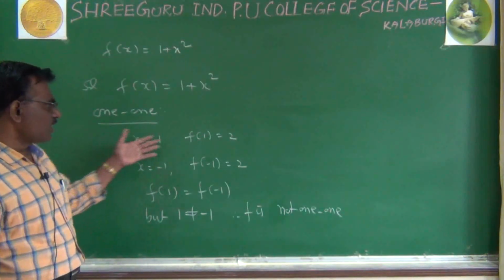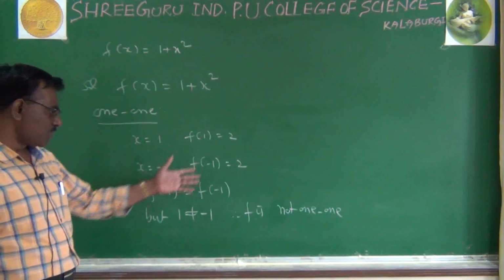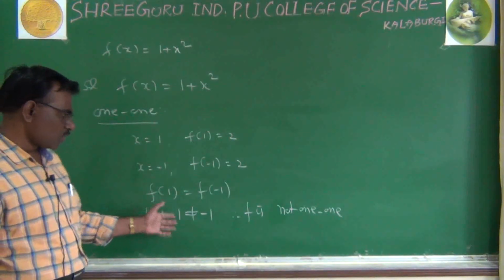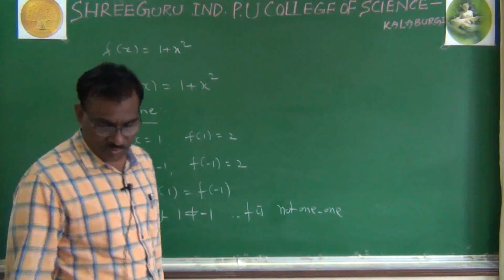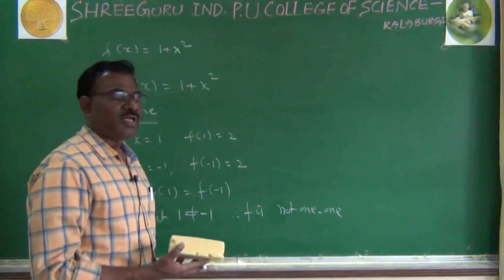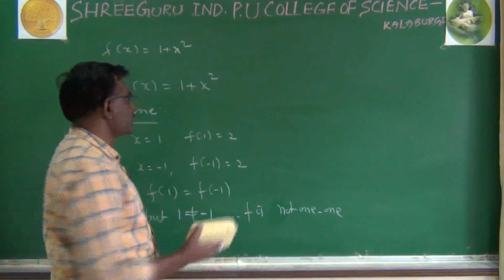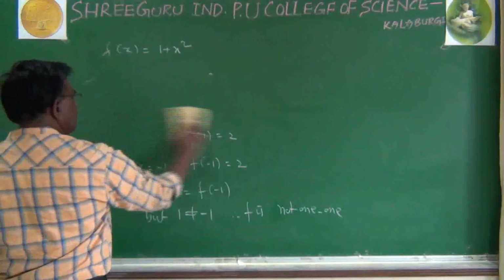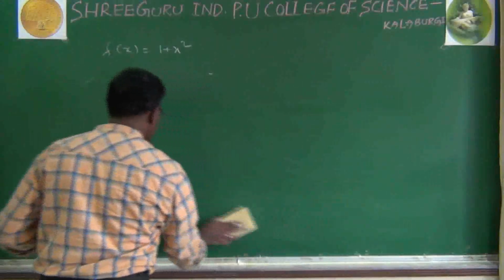F of 1 is 2, and for x is minus 1, f of minus 1 is 2, but 1 is not equal to minus 1. F is not one-one, because it is not linear. Linear means 100% x1 equal to x2. So the function f is not one-one.